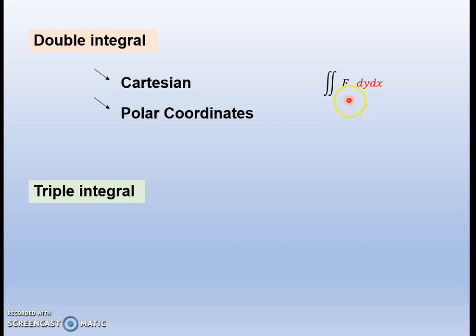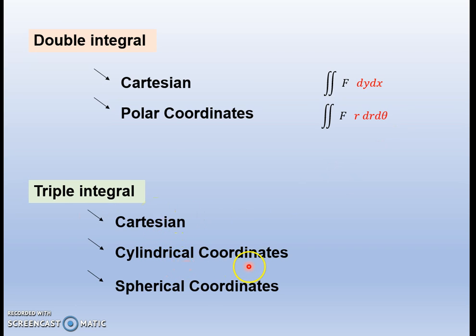Basically, in this chapter, we learn how to apply double integration and triple integration. For double integration, we have the Cartesian and also the polar coordinate one. For the Cartesian, it's going to be double integral of f dy dx. Meanwhile, for the polar coordinate, it's going to be double integral of f r dr d theta. While for the triple integration, we have Cartesian, cylindrical coordinate, and spherical coordinate.